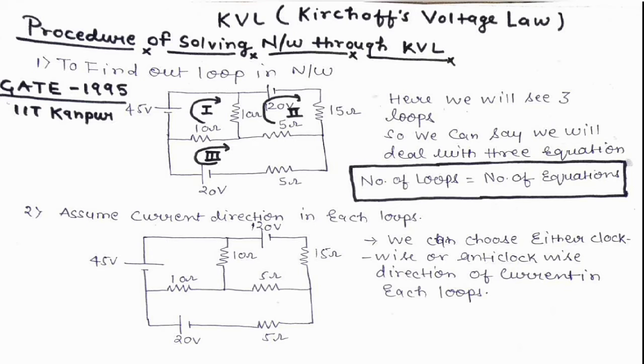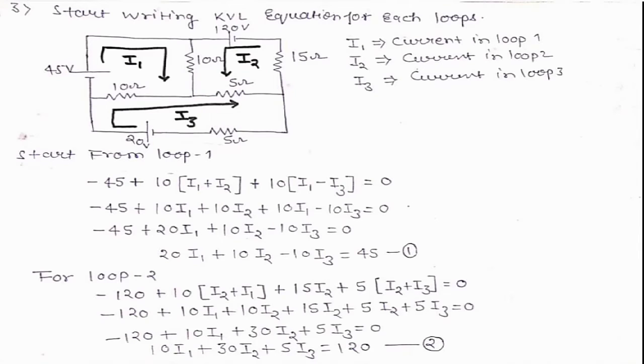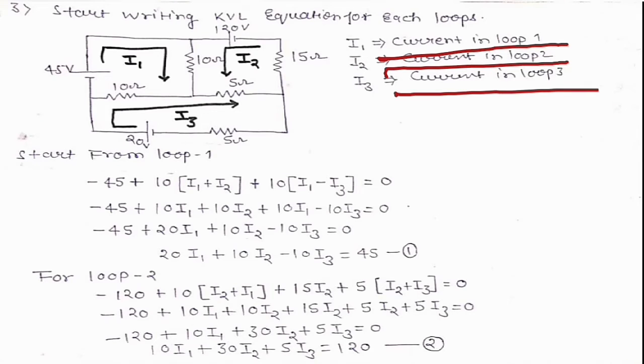So here we choose positive to negative: I1, here I2, here I3. I1 is the current in loop 1, I2 is the current in loop 2, I3 is the current in loop 3. So what is our next step? The next step is to start writing the KVL equation for each loop.